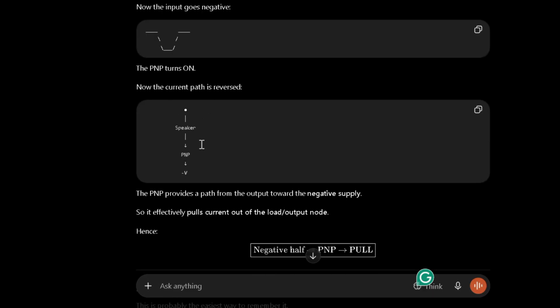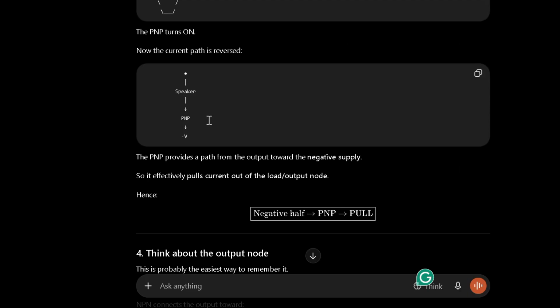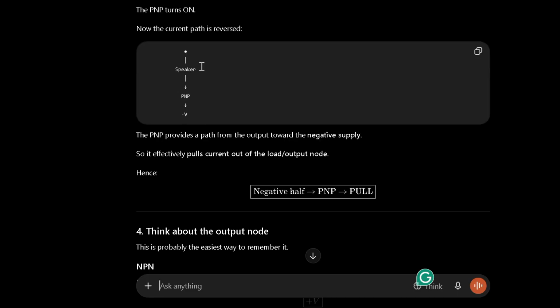As we know how the NPN and PNP work, the current path is now reversed, going from the speaker toward the PNP. The PNP provides a path from the output toward the negative supply, so it effectively pulls current out of the load or output node during the negative half cycle. The PNP is pulling.